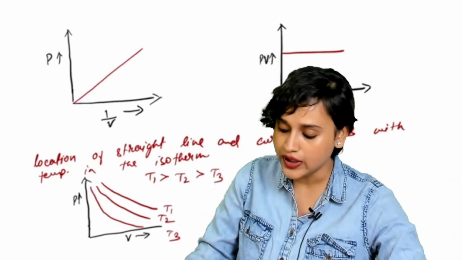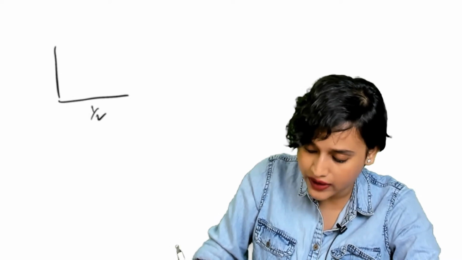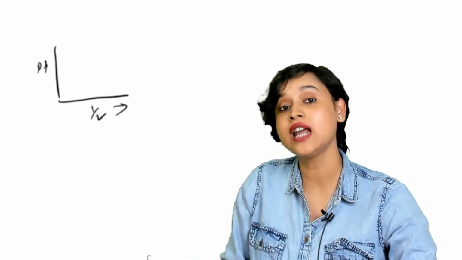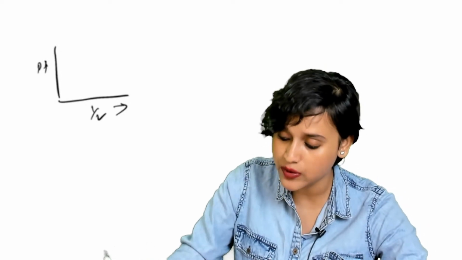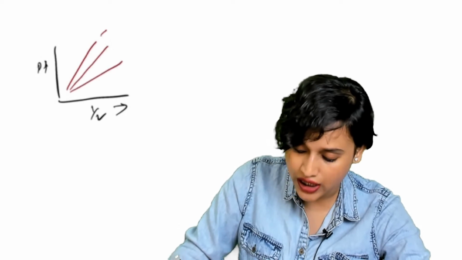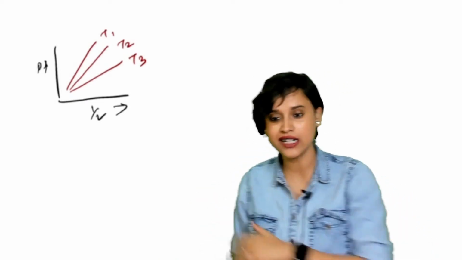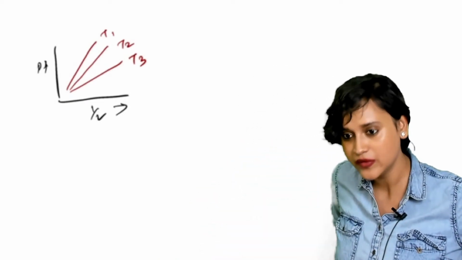Now let's take the second kind of graph that we did, that was between P and 1 by V. Pressure versus 1 by V. If I take it like this, 1 by V on one axis and this is your pressure. What will I be getting? Do you remember? It was straight lines. So it will be something like this. T1, T2 and T3, that's what I'm expecting. Am I not right?